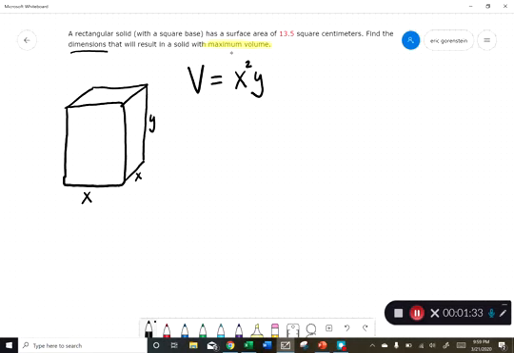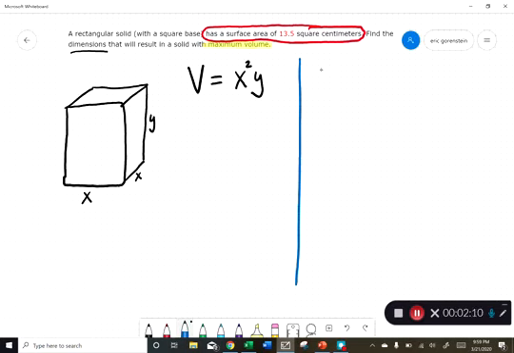Now the problem is we have more than one variable. If we were to keep both variables, this would be a calculus 3 problem, multivariable calculus, but since this is calculus 1, we have to express the function volume as a function of one variable. And to do that, we will use this piece of information here. The rectangular solid has a surface area of 13.5 square centimeters. Okay, so let's work with that over here.